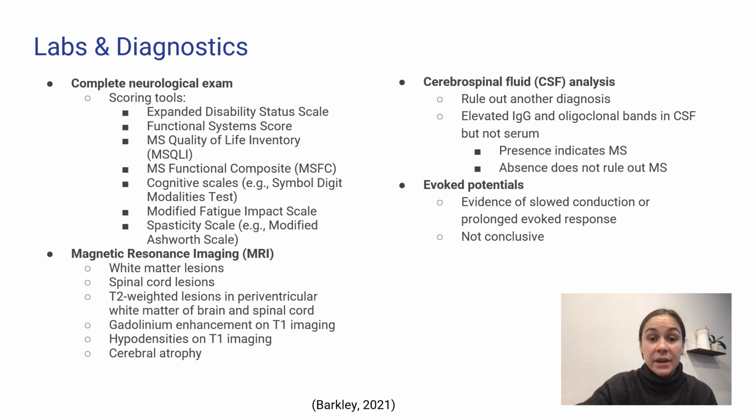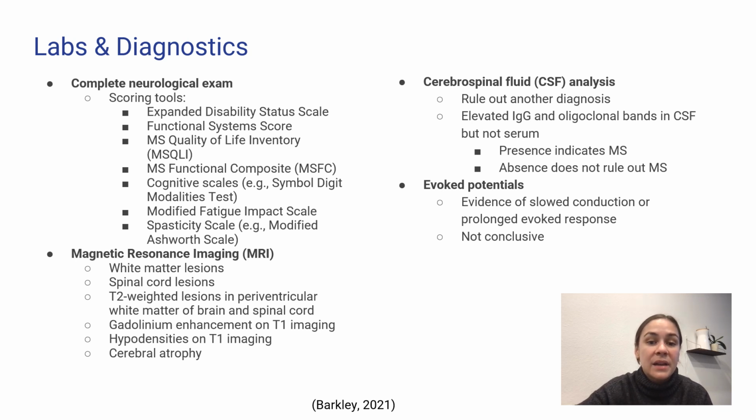For labs and diagnostics, you will want to do a complete neurological exam. The scoring tools for individuals with MS include an expanded disability status scale, functional system score, MS quality of life inventory, MS functional composite, cognitive scales such as a symbol digit modalities test, modified fatigue impact scale, and a spasticity scale such as a modified Ashworth scale.